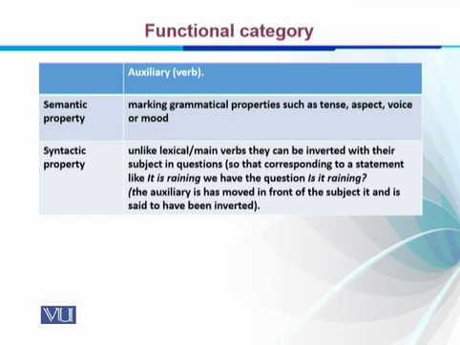Auxiliary verbs have certain semantic and grammatical properties such as tense, mood, aspect, etc. Similarly, syntactic properties: unlike lexical verbs, they can be inverted with their subject, especially in questions. So if we have a sentence like "it is raining", we can have the auxiliary inverted: "is it raining?" So this is the special property of the auxiliary verb.